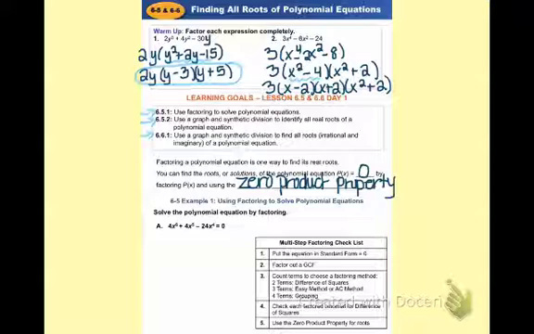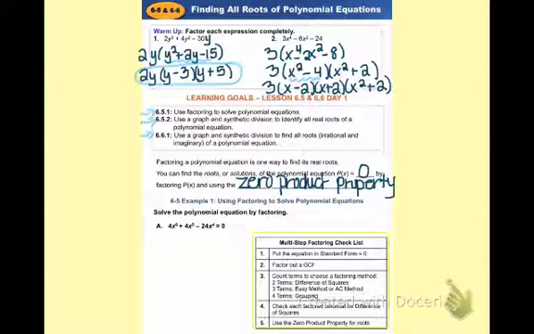And this is a review from our factoring unit. And so here are the 5 steps, basically the checklist as you're factoring. Number 1, you always want to put an equation in standard form and set it equal to 0. If possible, you want to then factor out a GCF.